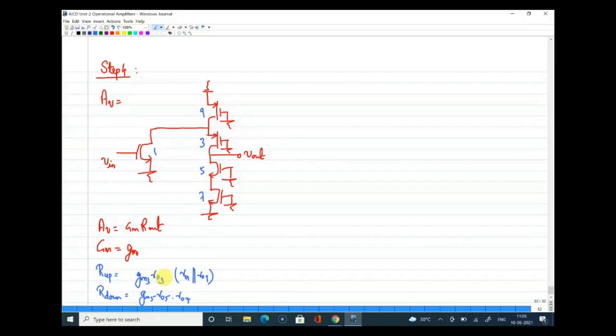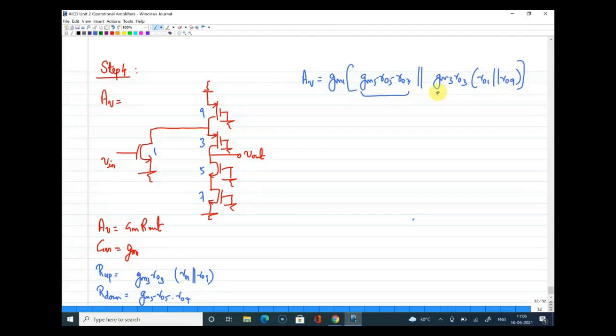Now what you need to do is find GM and R0 for all the transistors and substitute here. Let me write the gain expression again. It is GM1 into GM5 R05 R07 parallel to GM3 R03 into R01 parallel to R09. So keeping this expression as such, substitute the values and find the combined values of these components, so that if the gain specification is not met, we will see what modification we can do.